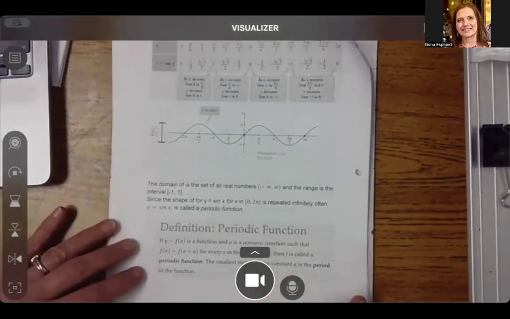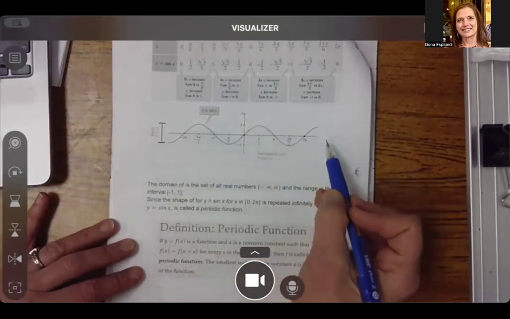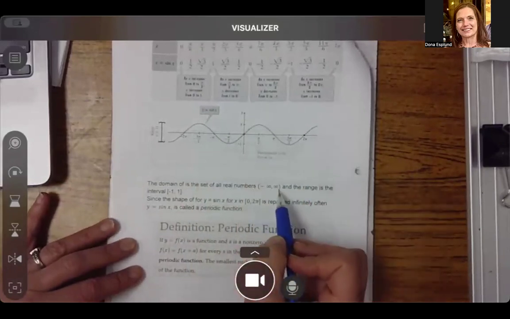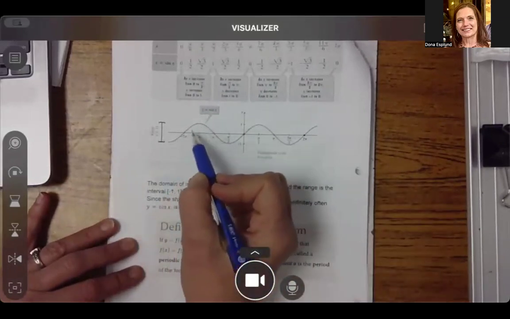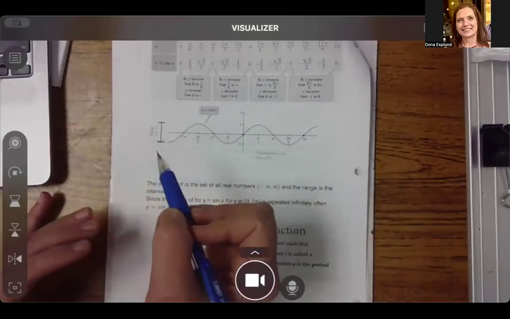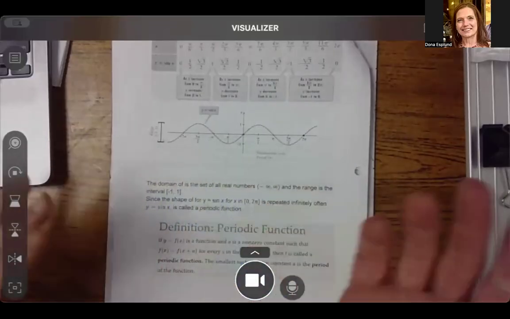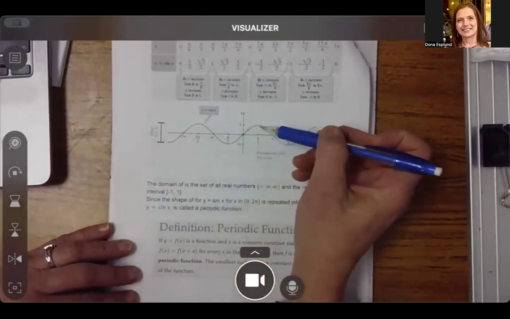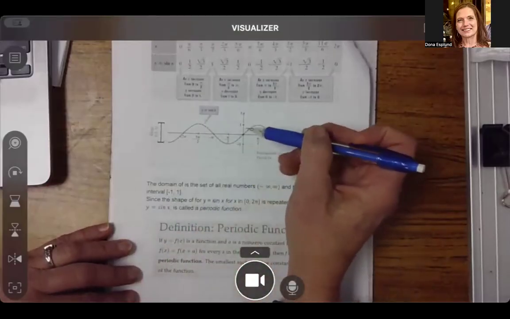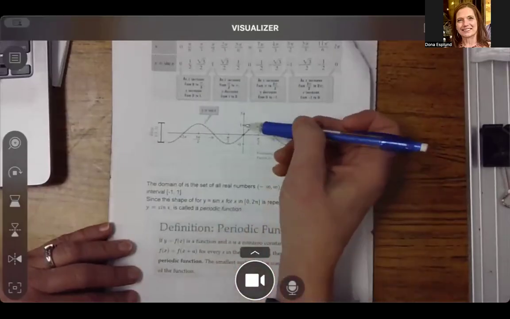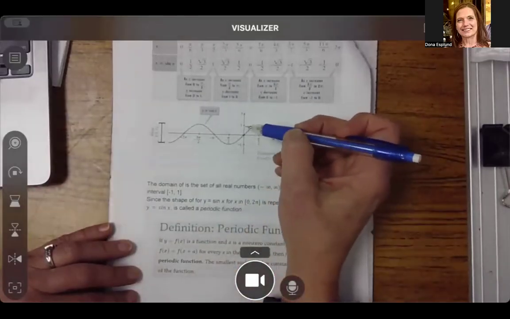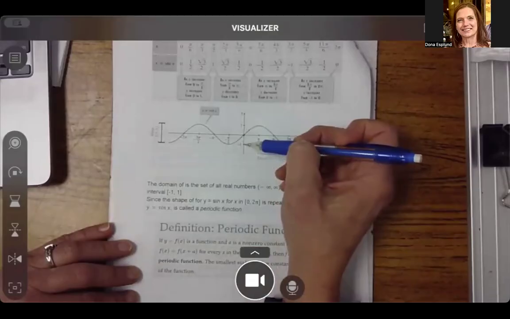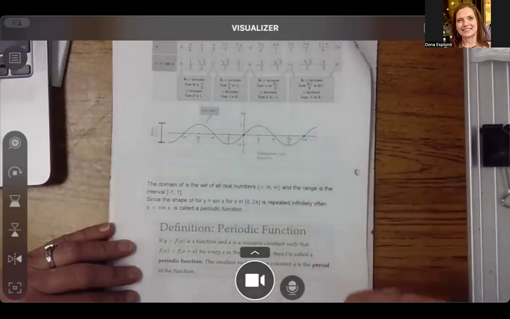And in this case, this is an example where my domain is going to be negative infinity to infinity, because there's no stopping it. It's going to go infinitely to the left and infinitely to the right. But notice my range in this case. My range is really going to be affected, if it's a typical sine curve, just by the amplitude that we're going to talk about in a second. And so in this case, my lowest value is going to be -1, but my highest is going to be +1.